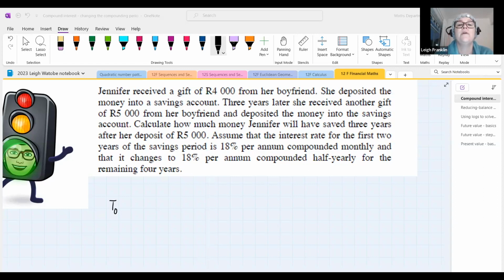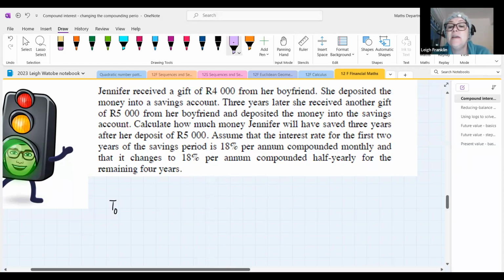First of all, they're nice and they tell us that the interest rate for the first 2 years of saving is this, and that it changes to something else for the remaining 4 years. Okay, so 2 plus 4 is 6. The other thing is that they tell us is that she receives 4,000 Rand immediately. 3 years later, she gets 5,000. And now they ask us to calculate how much money Jennifer will have saved 3 years after that. Okay, so the 3 plus 3 gives us 6 as well. So there are 6 years.